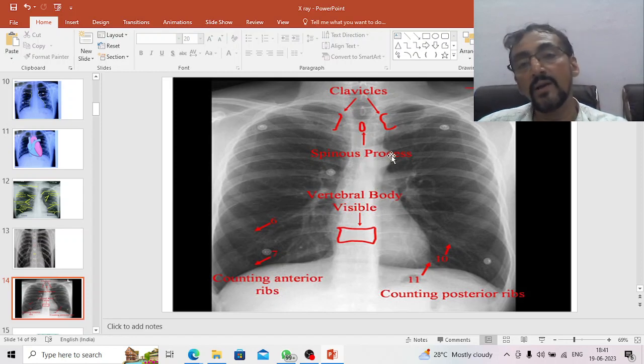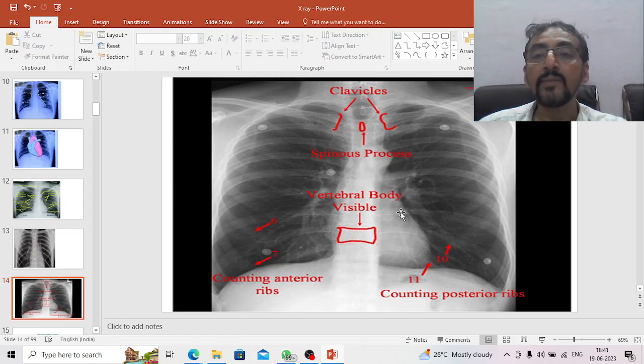So now if you look into the vertebrae, this particular porous portion that looks like a hole here is actually considered as the spinous process of the vertebra. Spinous process of the vertebra. Now these are nothing but the vertebral bodies. Here a picture is given of the vertebral bodies.